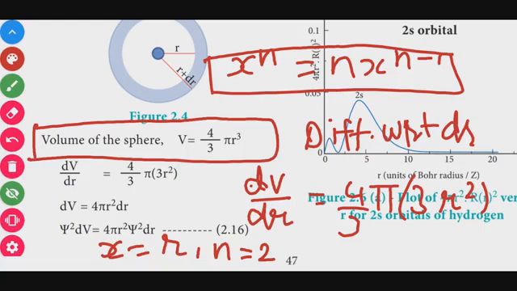Here pi r cube இருக்கு. r cube னா இங்க n is 3. So n is 3 and x is r, and n minus 1 is 3 minus 1.